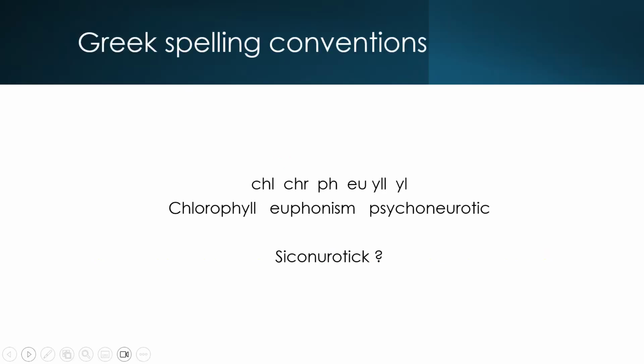As soon as I see CHL or CHR, I know it's going to be cl or cr, never ch. These are all words from the Greek strand. I will not be surprised to see PH or EU or Ys in unlikely places. I will expect to see YLL or YL making the sound that LE does in words from Middle English, or that AL does from the Latin strand in words like educational.